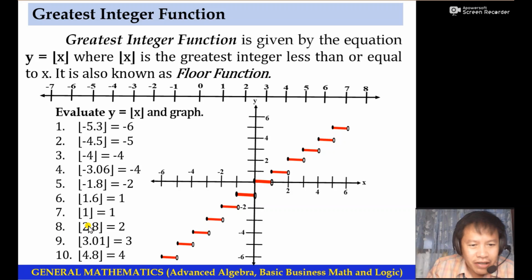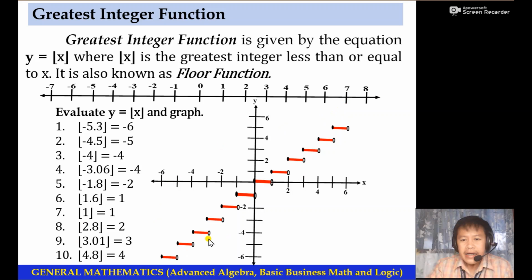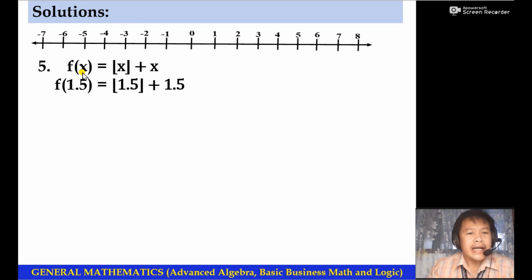Now, if x is equal to 2.8, where is the 2.8? 2.8 is somewhere here and our y is 2. And this is the graph of the greatest integer function. y is equal to the greatest integer function of x. Now, this is just a review because this is not the problem that was indicated in the example that we had. Now, if x is 1.5, this is our evaluation of the function.